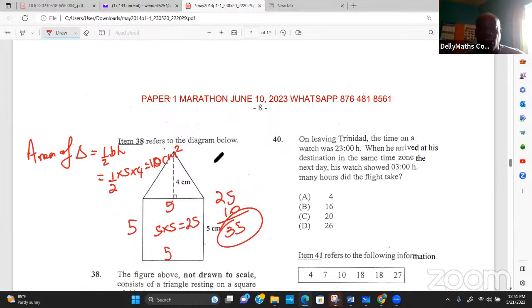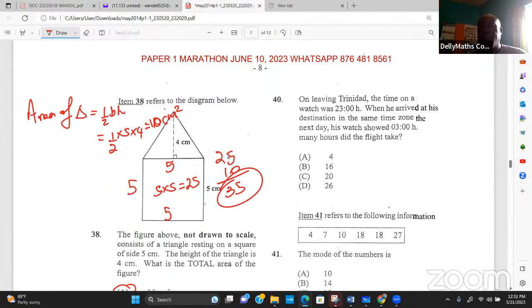All right, you're jumping to number 40. On leaving Trinidad, the time was 23 hours, right? When he arrived at his destination in the same time zone, the next day, his watch showed 3. How many hours did the flight take? You could check this. So this is like up in the night.